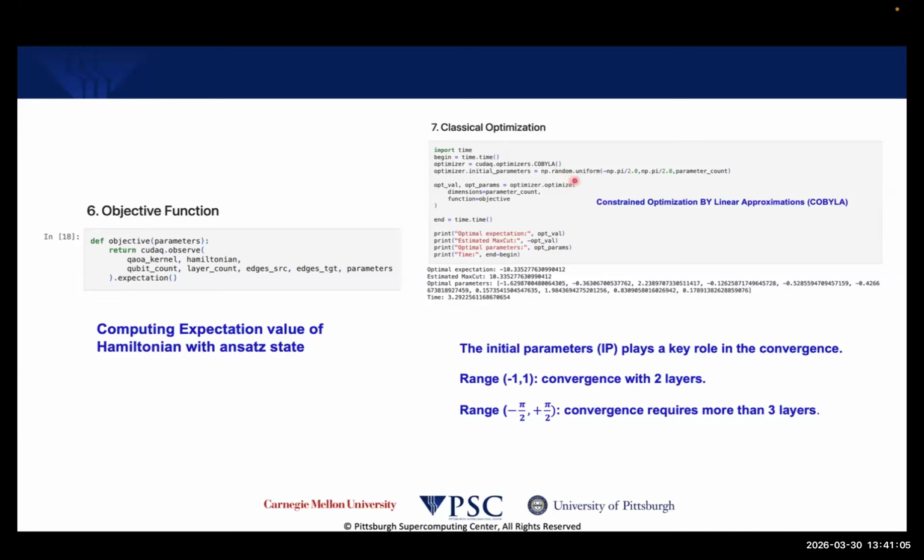And the initial parameters play a very key role in the convergence. For example, if we use -1 to 1 in the tutorial, you can get a converged result even with two layers. But if you use -pi/2 to pi/2, then convergence requires more than 3 layers. And in the code, you will get the result something like this. You can see the optimal expectation value after convergence printed out, and then these parameters. Once we get these parameters, we use them again to sample our kernel one final time, maybe with 1,000 shots or something like that, to get the probability distribution and get our final ground state result.